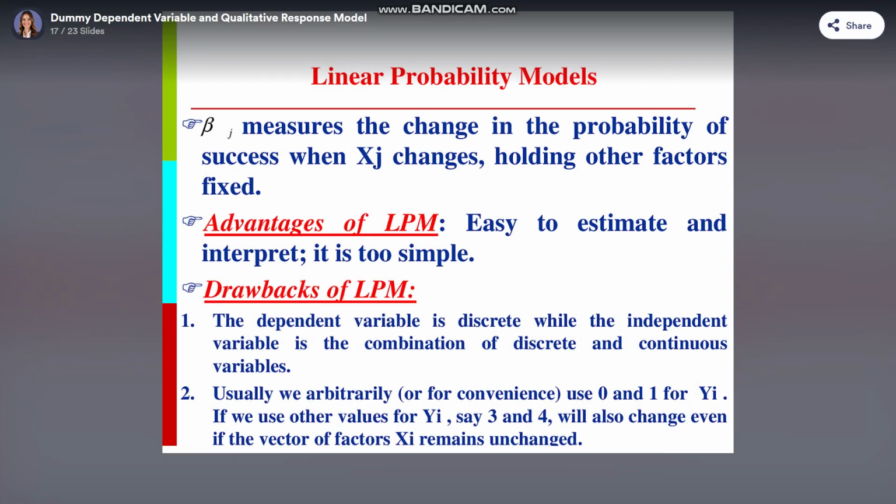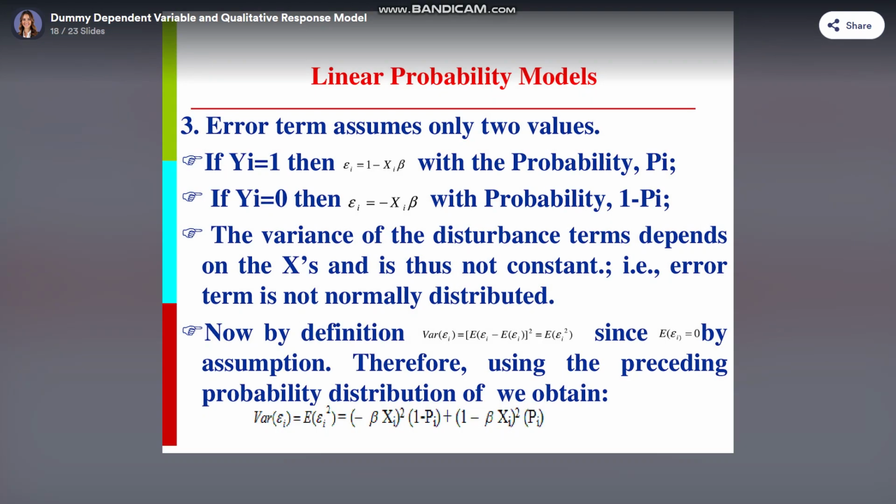The parameter beta measures how the probability of success changes with a unit change in an independent variable, holding others constant. The linear probability model is easy to estimate and interpret, but its simplicity comes with drawbacks that we need to consider carefully. One drawback is that the dependent variable is discrete, while independent variables can be a mix of discrete and continuous. Also, using 0 and 1 for the dependent variable is arbitrary.